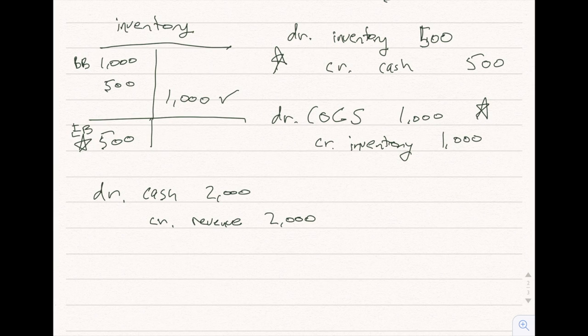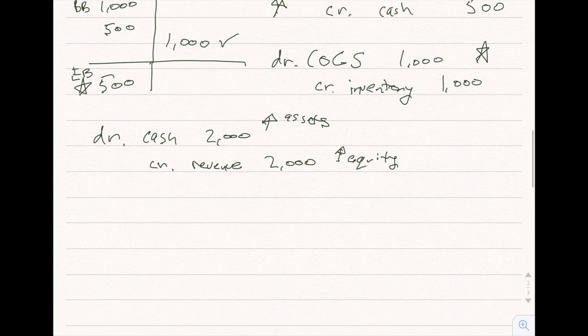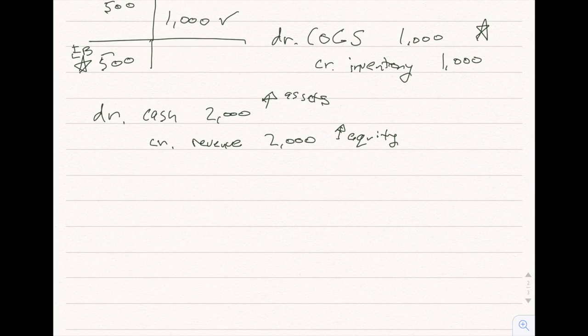So assets went up by 2,000. Equity, the other side of the accounting formula, went up, right? Because just like expenses affect the income statement, which ultimately connects to equity through retained earnings, same with revenue. But of course, revenue is the opposite of expenses. You credit revenue to increase it, and you debit expenses to increase them, right?